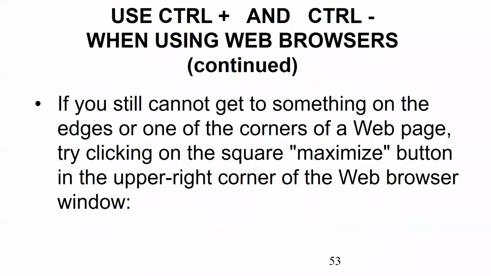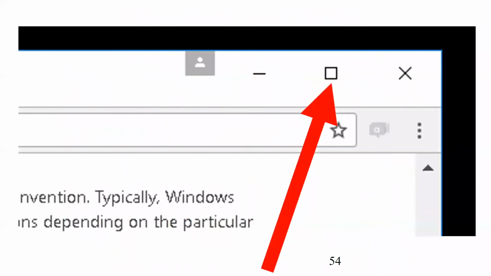So try that. Now, if you can't get to something, which happens all the time in Yahoo Mail and in Gmail, if you can't get to some button, it just stays off the screen. No matter how many times you press Control plus or Control minus, press the maximize button at the very top of your web browser window, and all of a sudden whatever is stubbornly off your view comes into view, and you can use it.